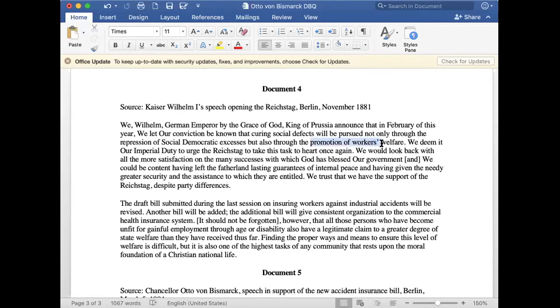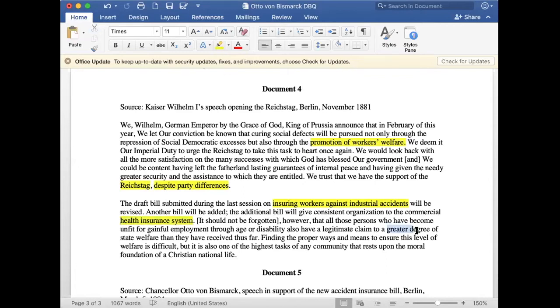Also, promotion of workers' welfare was something that stuck out to me because this is a kind of socialist-favorable policy. And understanding the Reichstag as parliament is also a good thing to know, despite party differences. So workers should have good welfare despite whatever political party they are affiliated with. Also, protection of workers against industrial accidents stood out to me. A health insurance system for workers goes along with workers' rights.